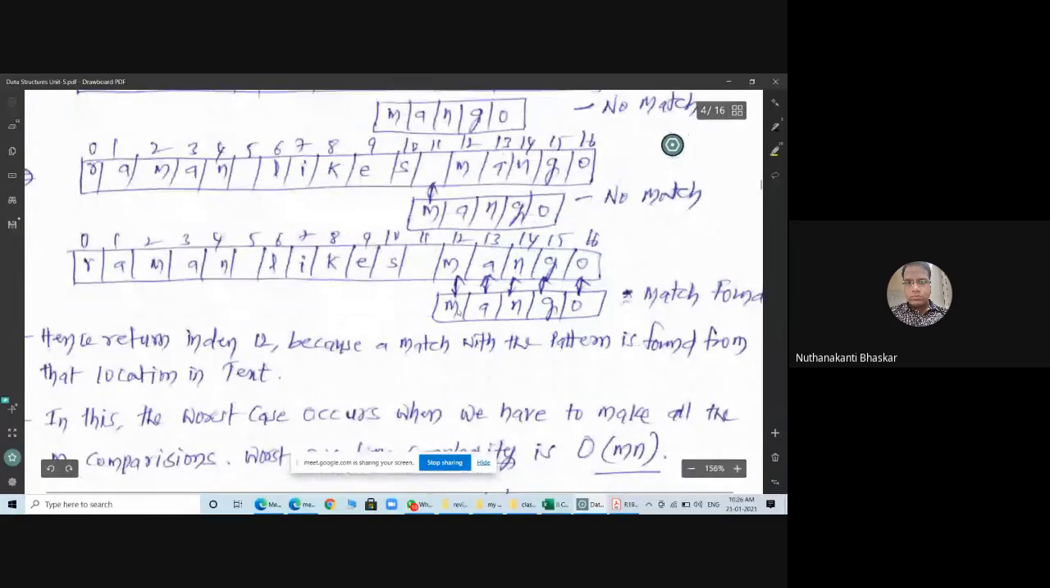Now at this time here it is matching. It is matching. It is matching. It is matching. It is matching. Now the match is found. The mango pattern is there in this particular given text. Are you clear on this? Understand?